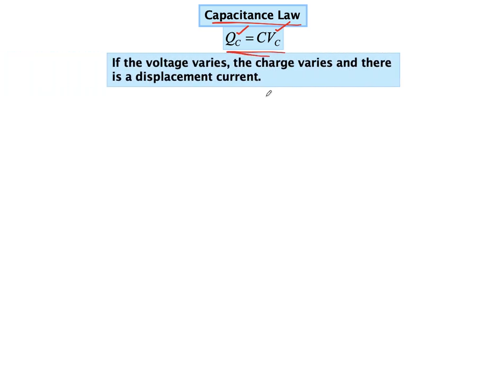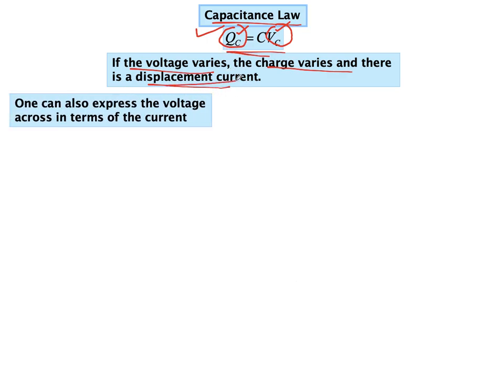Let's talk about that. If the voltage varies, the charge will vary, and there will be a displacement current. As we have said, if there is a changing voltage, the charge will also change, and we know that changing charges, the flow of charges, will create displacement current.